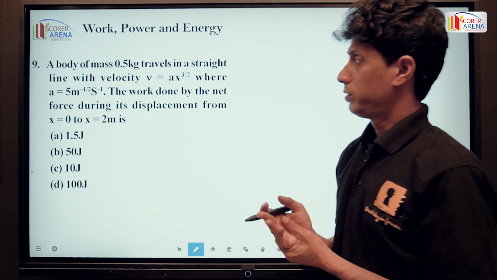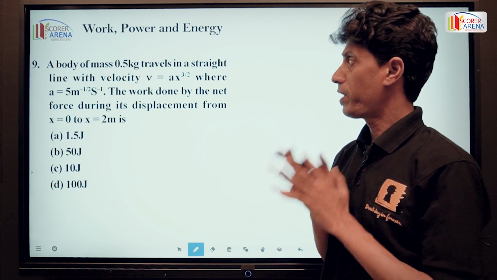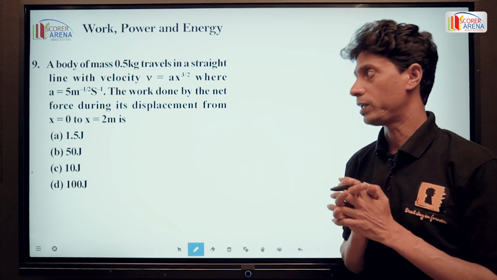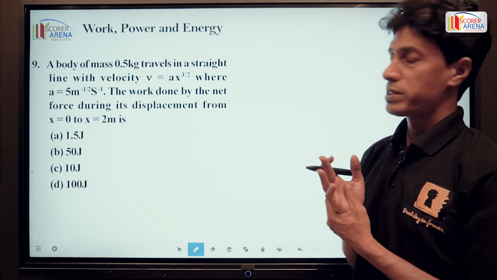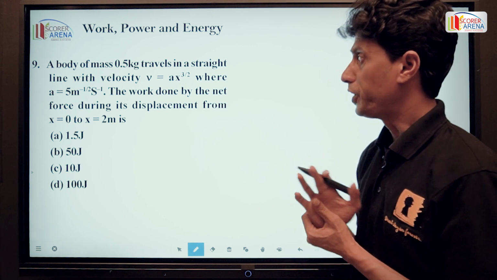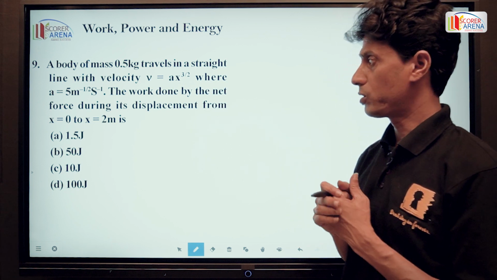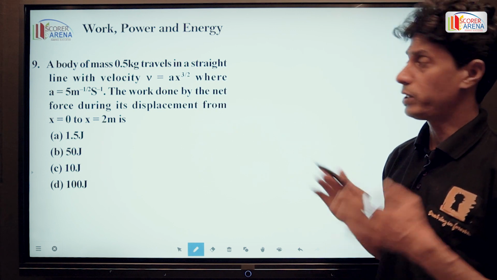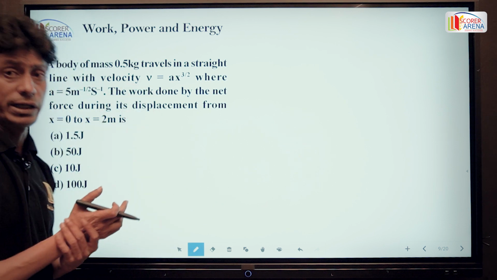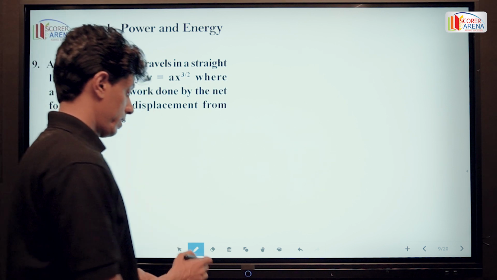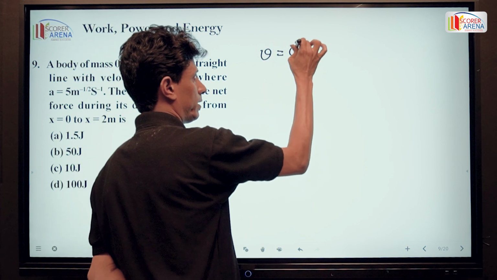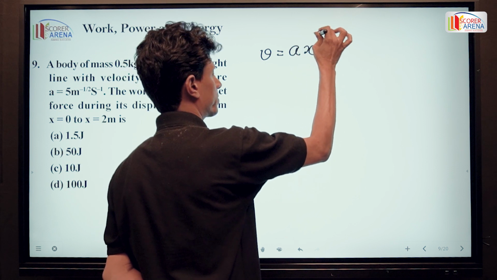Next, question number 9 on the board. A body of mass 0.5 kg travels in a straight line with velocity equal to a x to the power 3 by 2, where a is 5 meter inverse half second inverse 1, and find the work done by the net force during its displacement from x equal to 0 to x equal to 2 meter. So here again the question is about a variable force, and the velocity of the particle is a function of displacement.